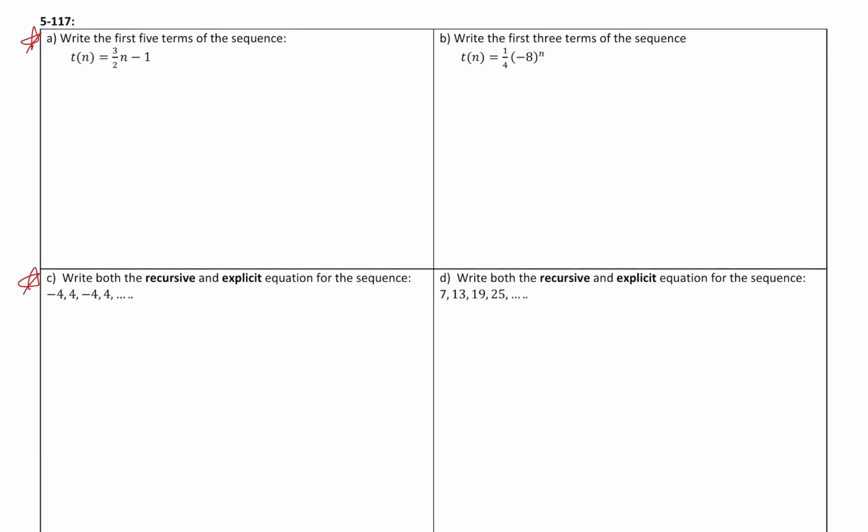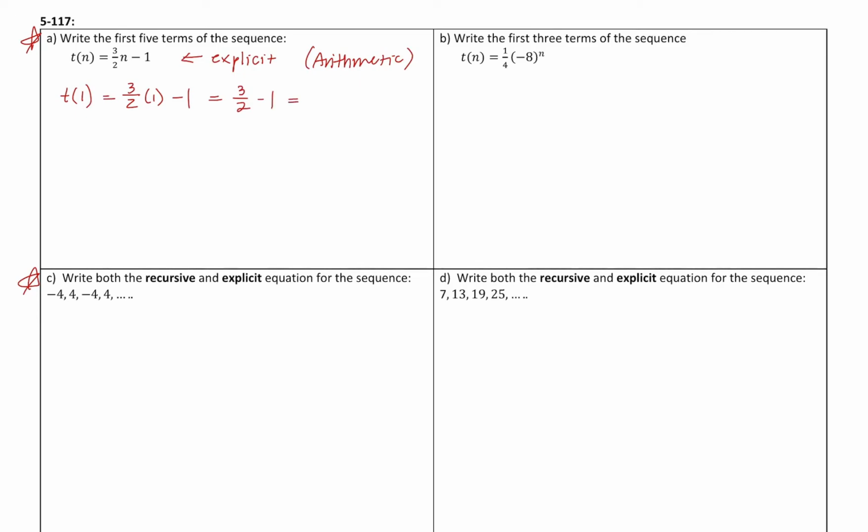For part A, you're given an explicit equation, and you have to find the first 5 terms of the sequence. And as you can see, this is an arithmetic sequence, right? Because it has a linear form. If you're finding the first 5 terms, you're starting with n equal to 1, which will be t of 1. That's the notation for the first term. So you just plug in 1 for n, which is going to be 3 over 2 minus 1.